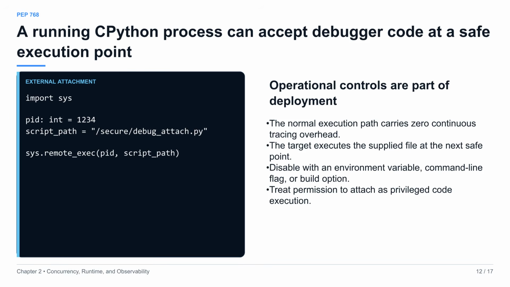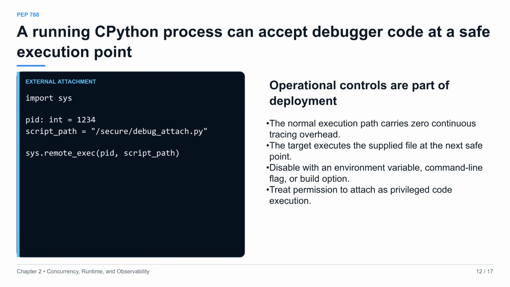The Safe External Debugger interface lets a tool ask a running CPython process to execute a file at the next safe execution point. Unlike always-on tracing, the normal path carries no continuous runtime overhead. The sys.remote_exec convenience function exposes the mechanism, while tool authors can implement the protocol directly. This capability is powerful enough to require an explicit security posture.